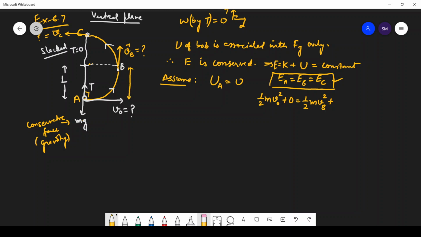Whether you are taking this bob on this path or this path or this way, the work done by the gravitational force is 0 when moving horizontally, because gravitational force is downwards and the angle is 90 degrees. And then when you are moving up, the work done by the gravitational force is mgh. So it is independent of the path you are taking to reach B.